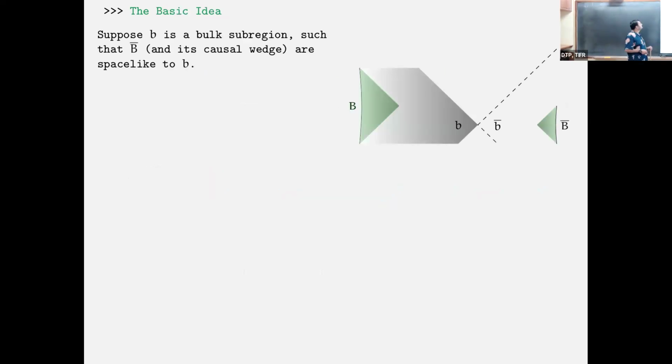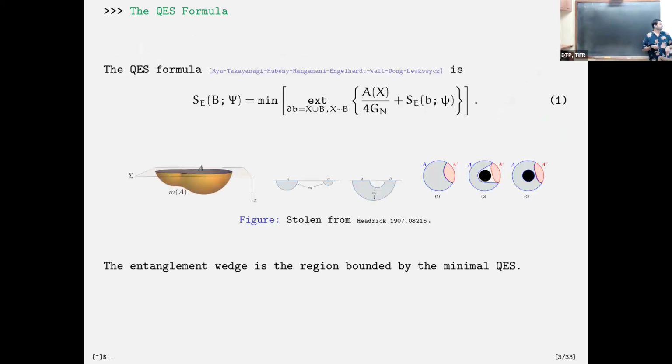So what I will do is consider what sort of regions can be bulk duals to boundary subregions. The entanglement wedge is the bulk subregion dual to the boundary subregion. By dual, we mean every operator in the bulk subregion can be reconstructed in the boundary subregion. And I will give a very precise definition of subregion duality.